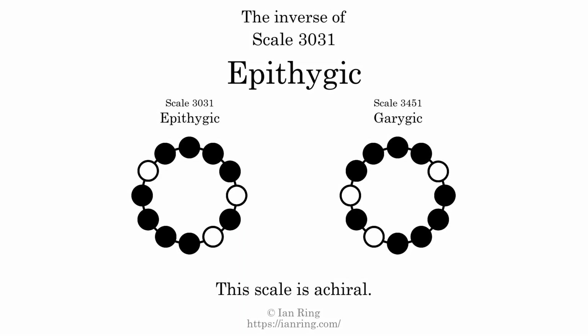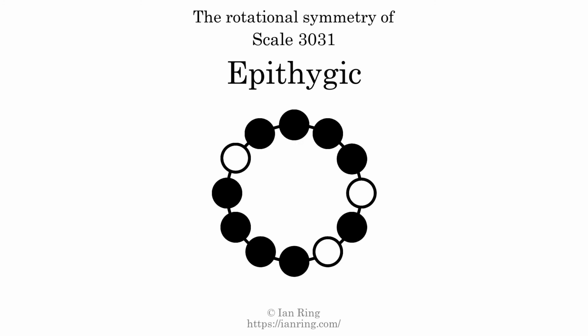The inverse of a scale is a mirror image. It is what you get when the sequence of intervals is reversed. The inverse of this scale is scale 3451, also known as Epithygic. This scale is achiral, since it can transform into its own reflection by a rotational transformation. This scale has no rotational symmetry.